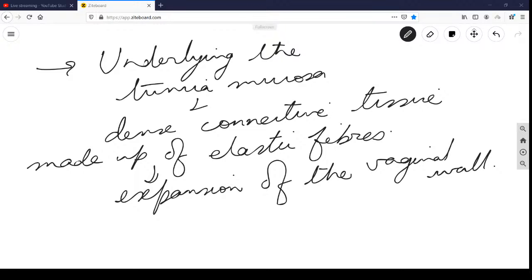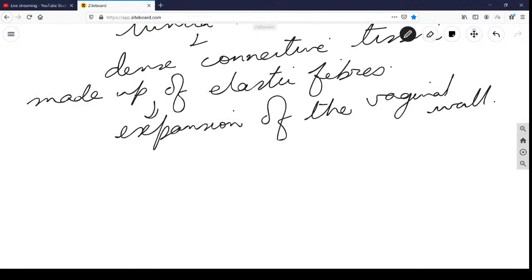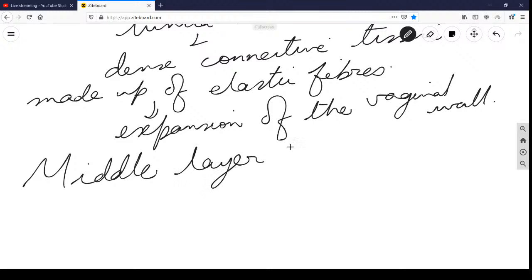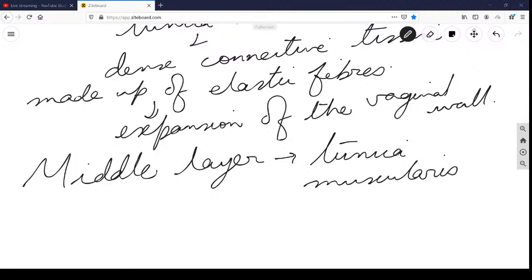Now we come to the middle layer. We have completed the innermost layer, the tunica mucosa and its underlying elastic fiber dense connective tissue. The middle layer is known as the tunica muscularis, meaning muscle, the smooth muscles. As the name indicates, it contains numerous bundles of smooth muscles that are embedded in connective tissue.